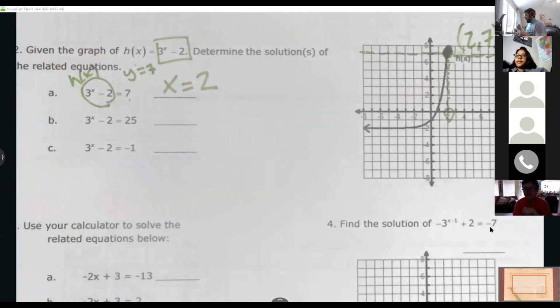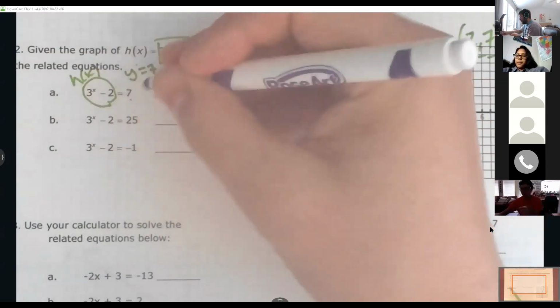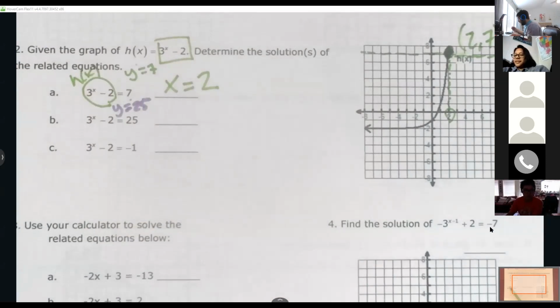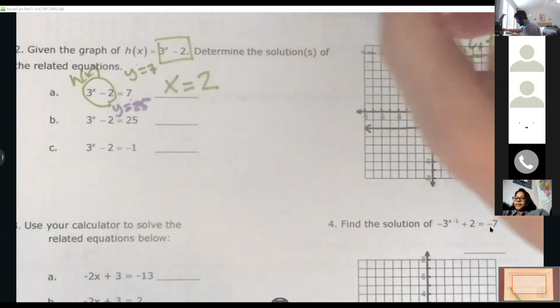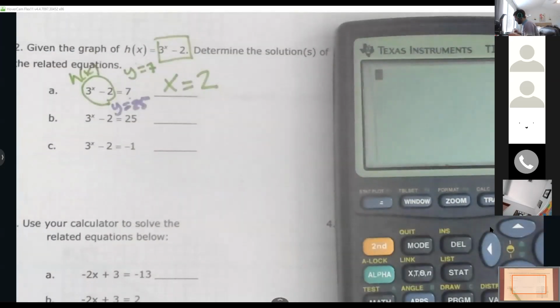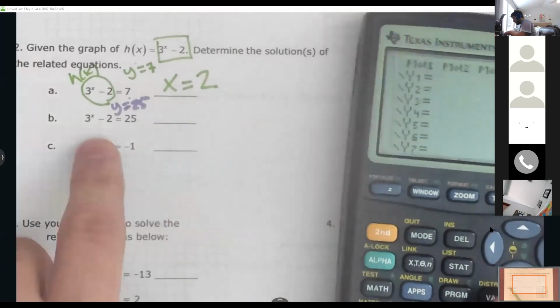Okay, let's see. So the next one says same function equals 25. So what this one's saying is y equals 25. Y equals 25 would be way off the charts up here somewhere, so the graph doesn't really help us with that one. So what I can do instead is use my calculator. I'll cheat for a second.